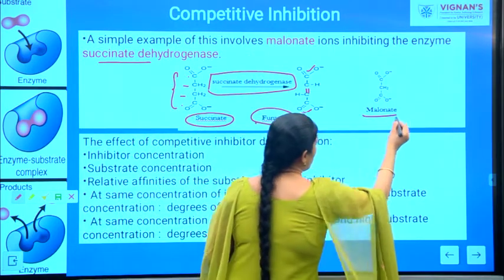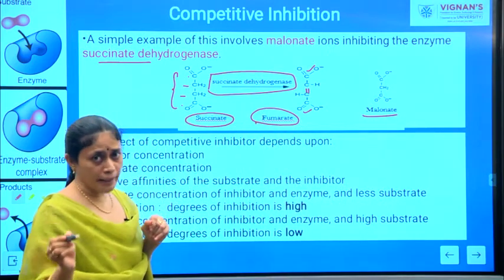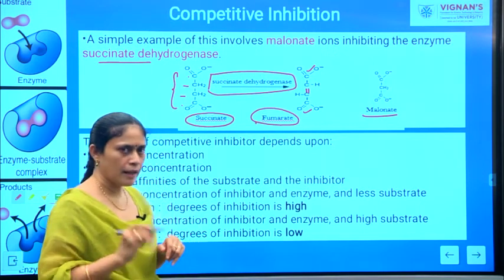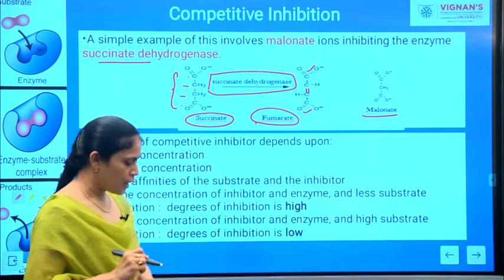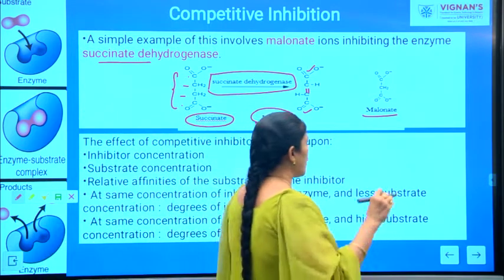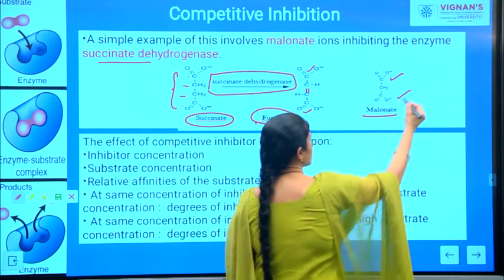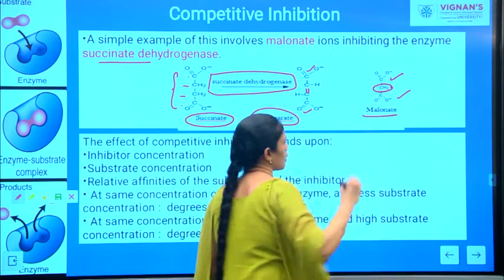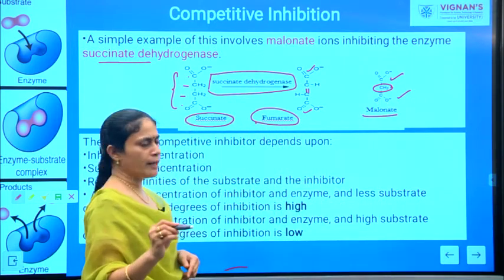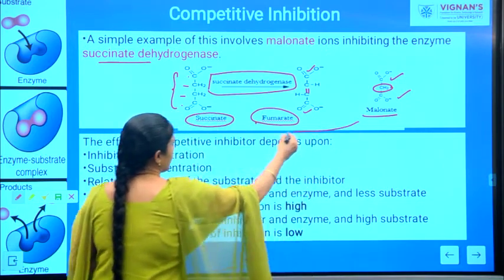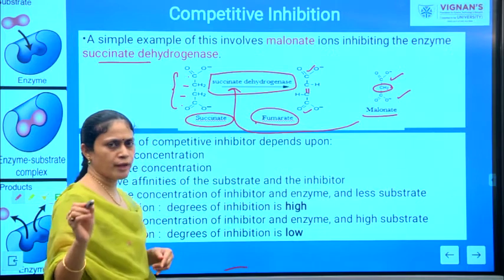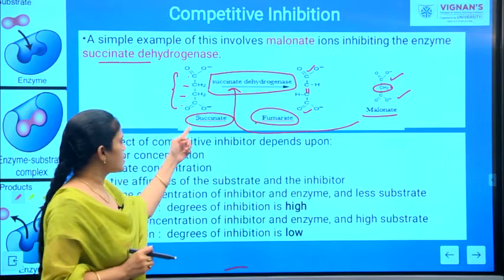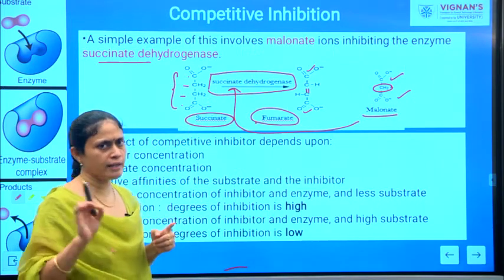Here malonate is acting as an inhibitor to succinate dehydrogenase. Let me explain the mechanism here. If you see malonate, it also has two carboxylic groups, but it contains only one carbon group here. There is every probability that this malonate can come and bind to the active site of the enzyme succinate dehydrogenase in place of succinate. Actually, succinate should go and bind to the active site of succinate dehydrogenase.